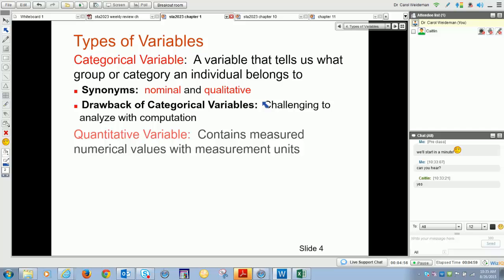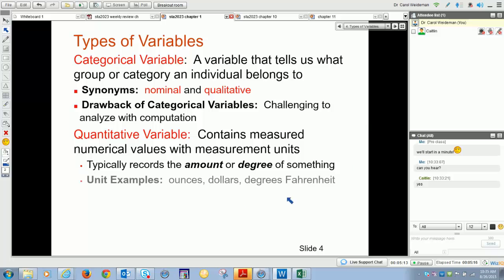Another kind of variable that we learn about in this chapter is quantitative, and this is numerical values, and we have units that are associated with a quantitative variable. We always need to know the units. So we talk about recording the amount or the degree of something. Some examples might be weights in ounces, money in dollars, temperature in degrees Fahrenheit.